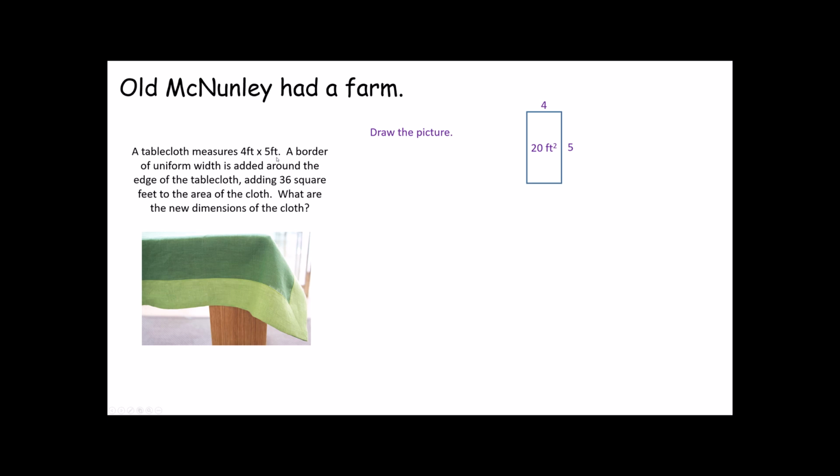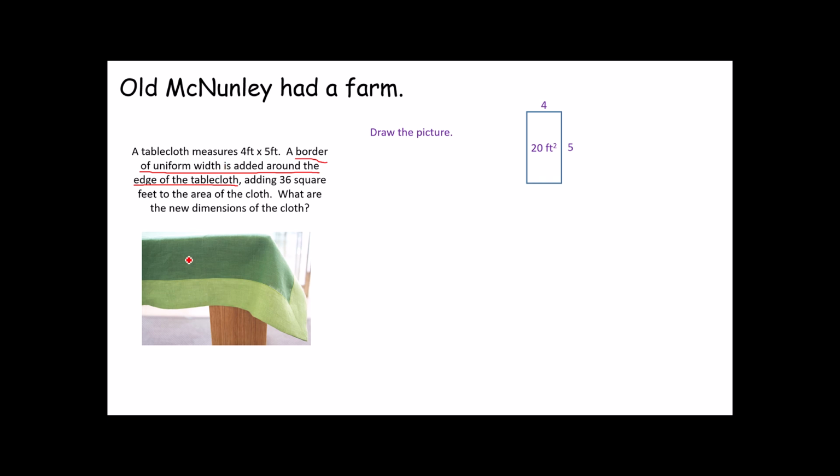A border of uniform width is added around the edge of the table. Now this is really important because this phrase, border around the edge, is kind of a sticking point for my students. If they're not careful, they have a tendency not to realize what that means. So I'm going to underline it. I'm going to suggest that you underline or star or circle on your paper that phrase. A border of uniform width is added.